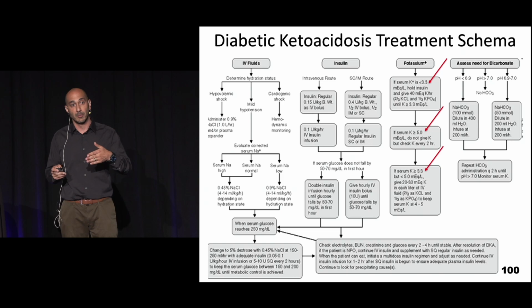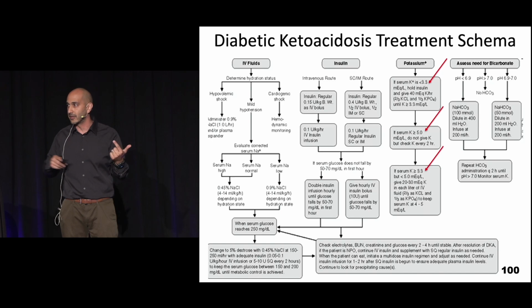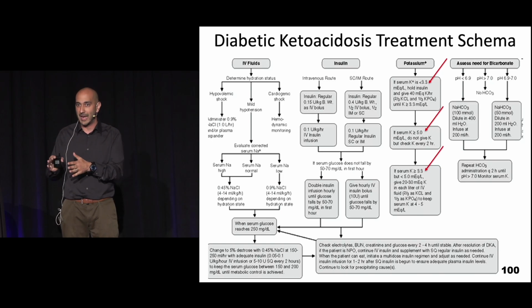If they have a potassium level that's less than 3.3, that means they are very, very, very depleted. Even when they have normal or high potassium in the serum, they're pretty low whole body. But less than 3.3, you got to give them oral, you got to give them IV potassium. Do not start the insulin until after those things are corrected. And then if you have that range from 3.3 to 5.0, then you want to give them that potassium along with your insulin.